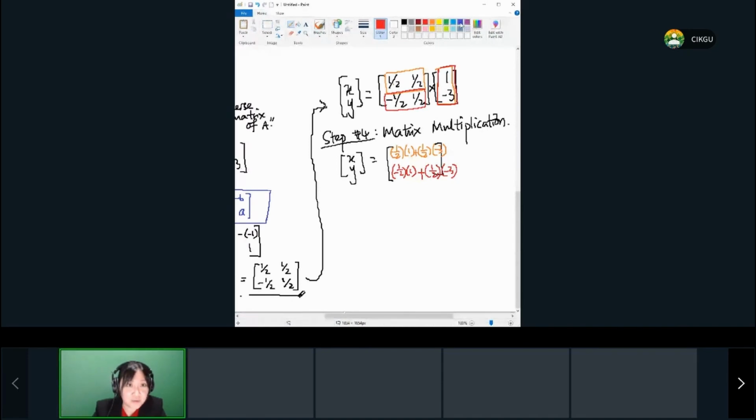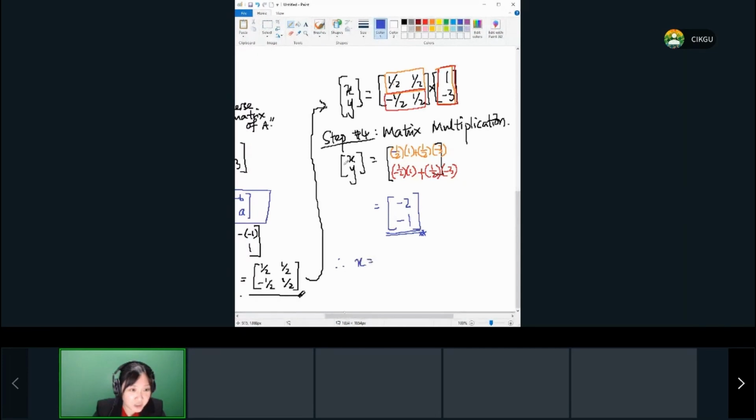Moving forward, this one is just pressing the calculator. This is half times 1. If you press the calculator, you should get negative 2 for the first row, then for the second one you should get negative 1. Done.